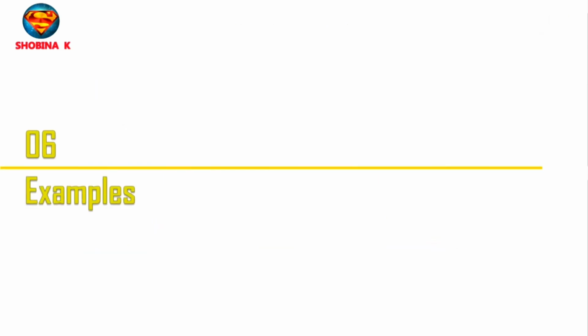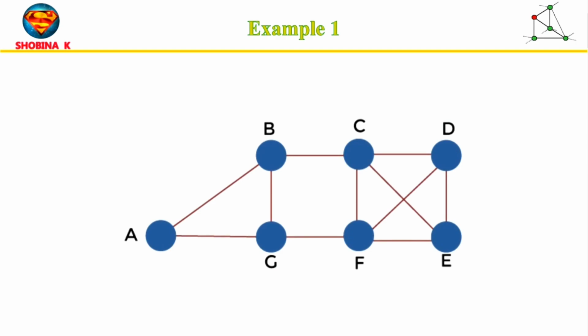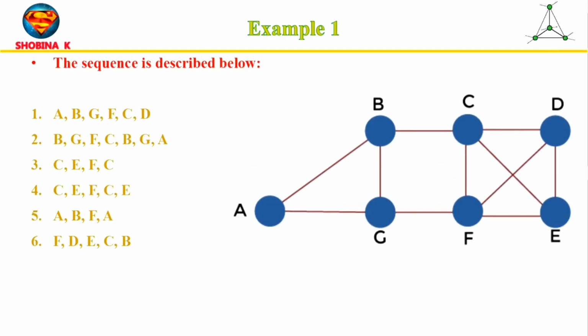Let's see some examples. First we will consider a graph. Now we have to find out which sequence of vertices determines a walk. The sequences are given here. For the sequences of walk, we have to determine whether it is a cycle, path, circuit or trail. And in the given graph, A, B, C, D, E, F, G are vertices, and the line between two vertices is an edge. That is, the line between A and B is an edge.